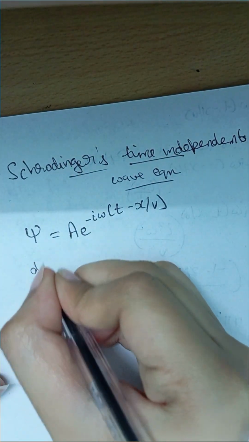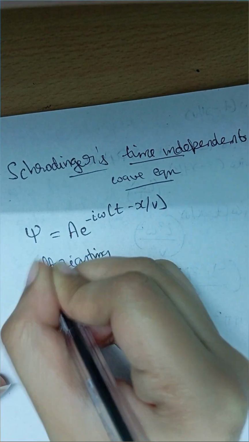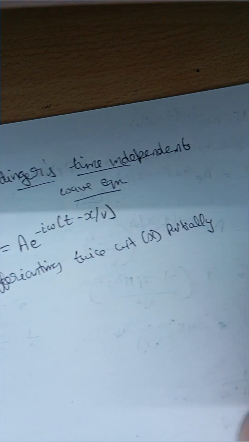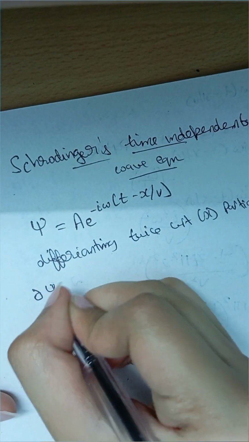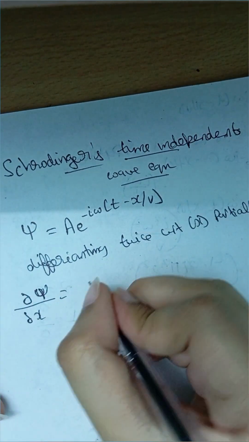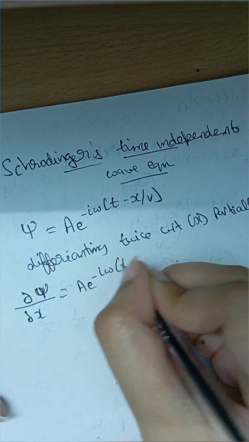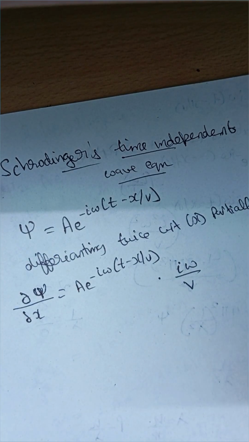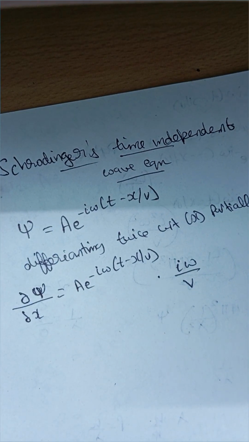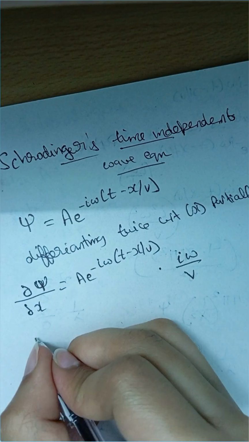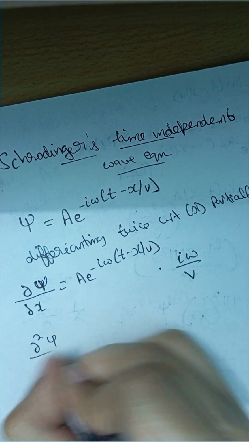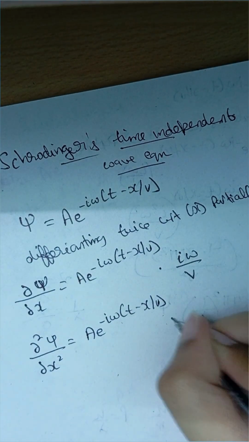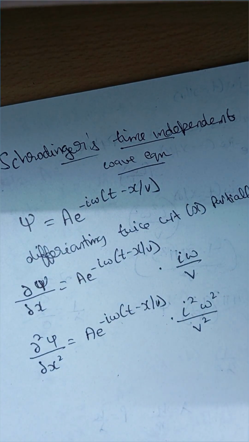So the first step is differentiating the above equation twice with respect to x partially. We are going to do partial differentiation twice with respect to x. So dou psi by dou x equals A e power minus i omega (t minus x by v), minus into minus plus, so i omega by v. Sometimes you might get confused with the differentiation, just go through it slowly and you will understand it. Now the second differentiation, we do it twice, right? So dou square psi by dou x square equals A e power minus i omega (t minus x by v) into i square omega square by v square.